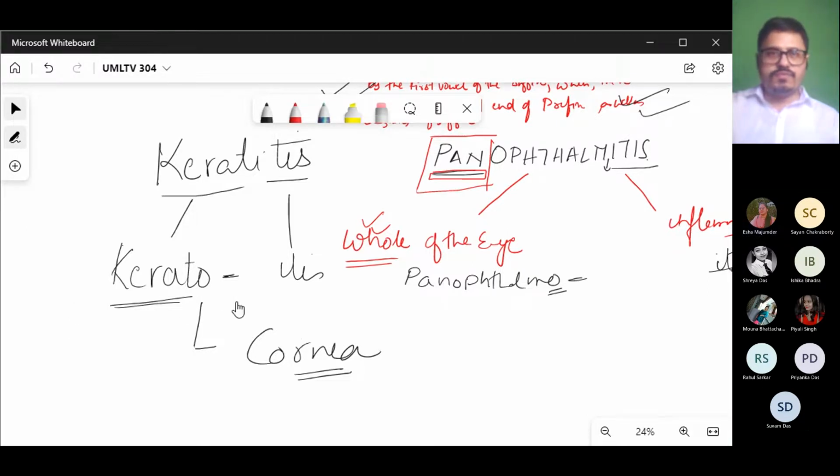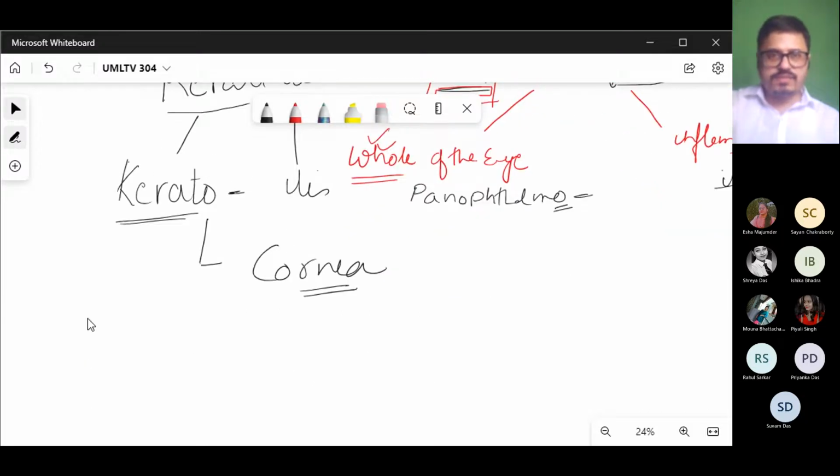So let me give you a brief of the different parts of the eye. And with that brief, if you do remember that, I think we can see the cornea part. We can see the cornea, right?